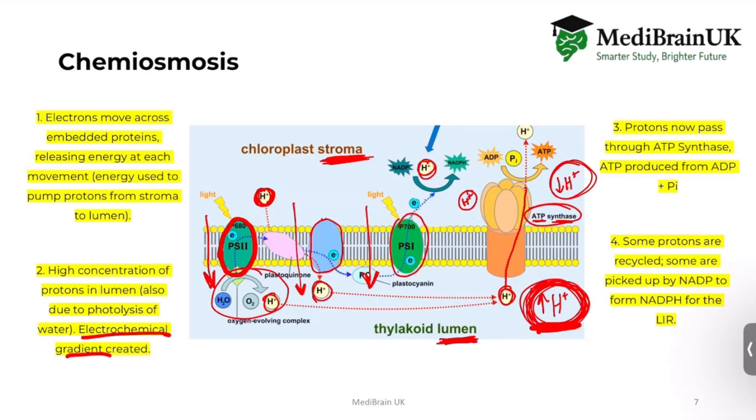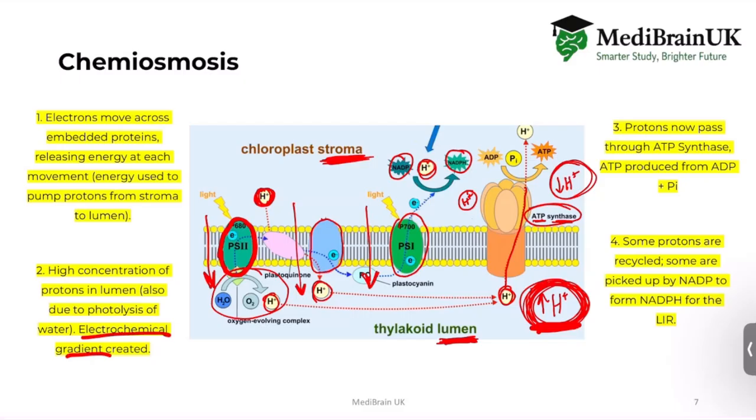And when it passes through ATP synthase, it's going to convert ADP and Pi to produce ATP, which is required for the next stage of photosynthesis as well. Now, once the hydrogen ions have passed through, some of them are recycled and pass through the whole process once again. And some of them combine with some NADP just floating around, and they form NADPH, reduced NADP, which can then pass through to the next stage of photosynthesis, which is the light independent reaction.